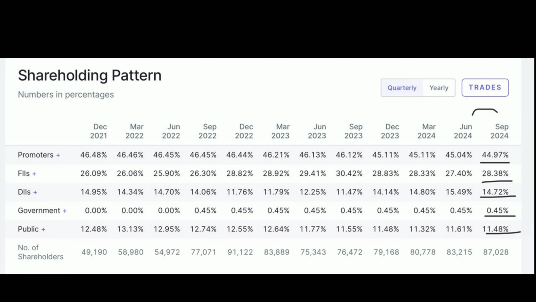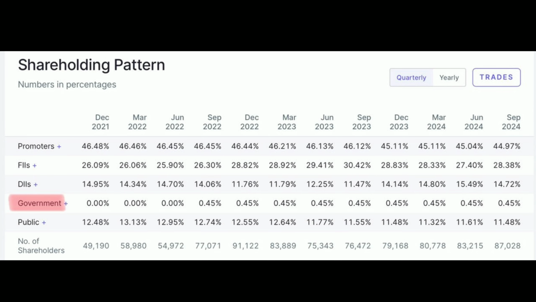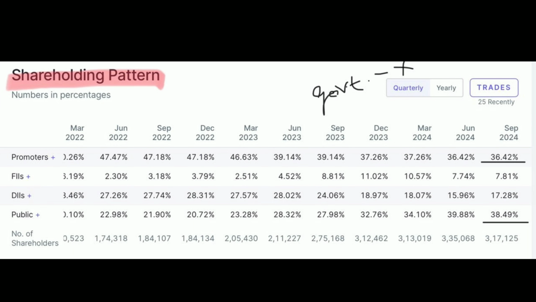Another thing we have to keep in mind about the shareholding patterns is, if we want to buy a particular stock, the promoter holding should be stable or increasing. Institutional shareholding or public shareholding should be less when compared to the promoter's shareholding. If it is a conglomerate company, government shareholding is available. For other companies, there is no government shareholding.